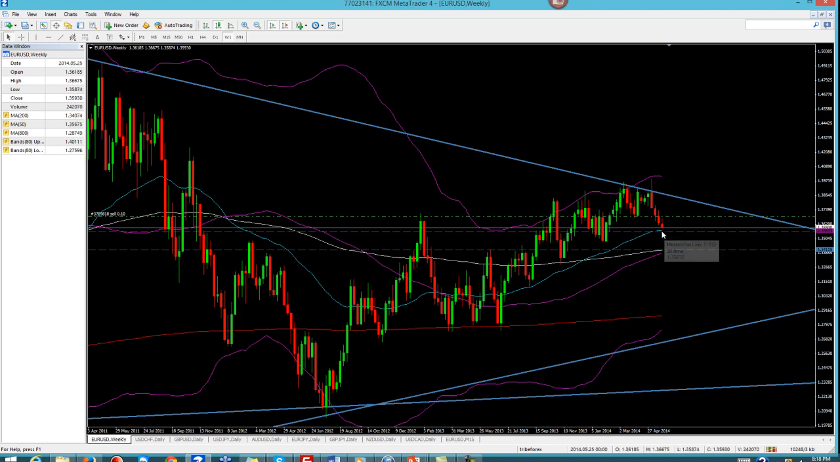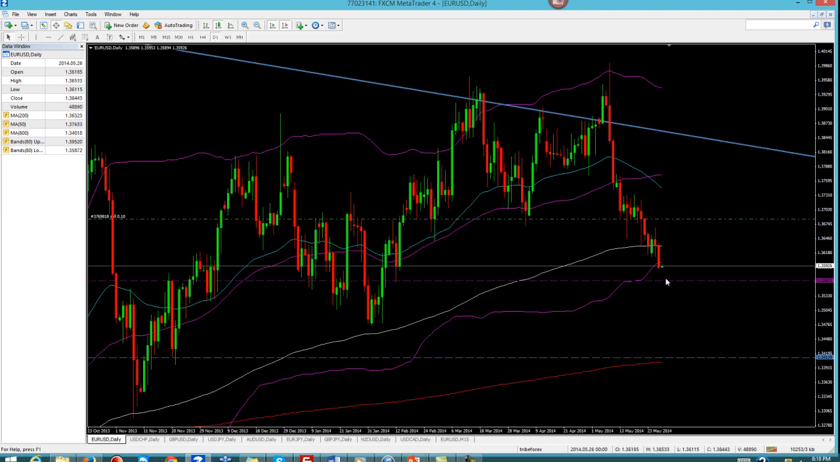Okay, that 135.60 area is going to be important to us because we have the 50 EMA on the weekly there, and I think there's going to be some price action there. So look out for that. Let's look at the daily and see what's going on.